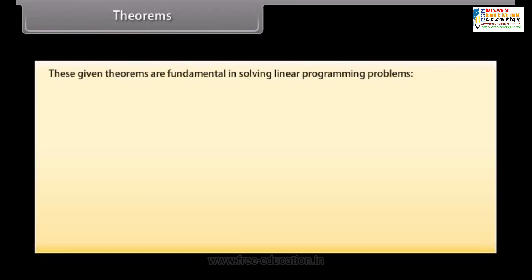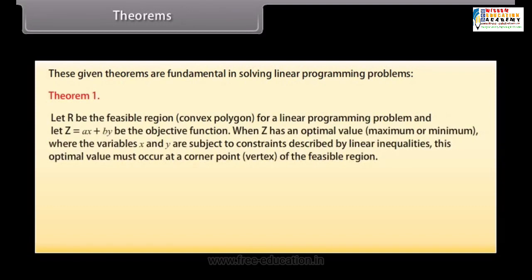Theorems. These given theorems are fundamental in solving linear programming problems. Theorem 1. Let R be the feasible region, a convex polygon, for a linear programming problem, and let Z equals ax plus by be the objective function. When Z has an optimal value, maximum or minimum, where the variables x and y are subject to constraints described by linear inequalities, this optimal value must occur at a corner point, vertex, of the feasible region.